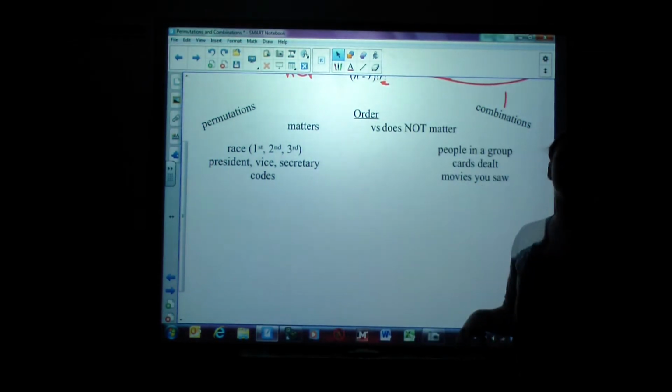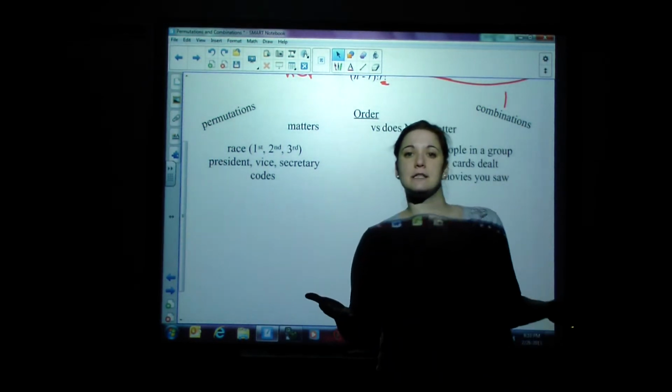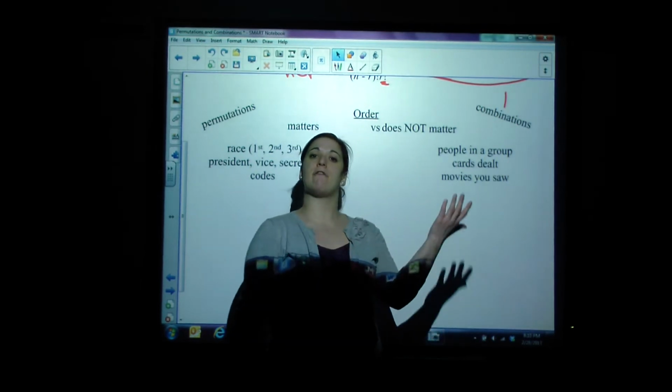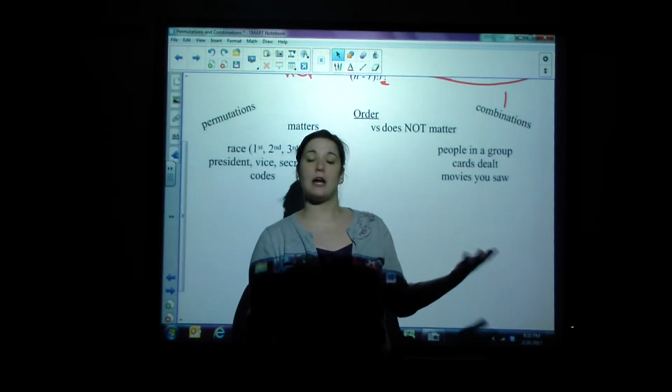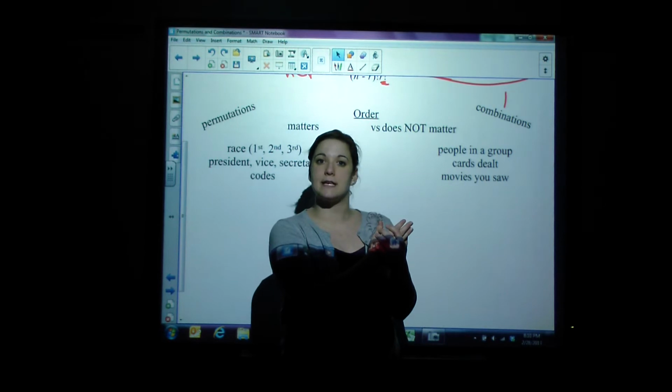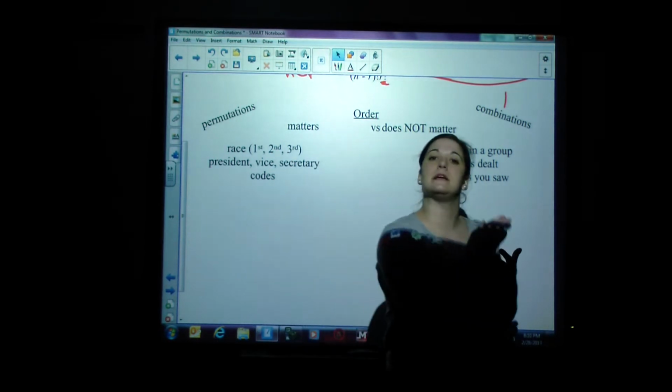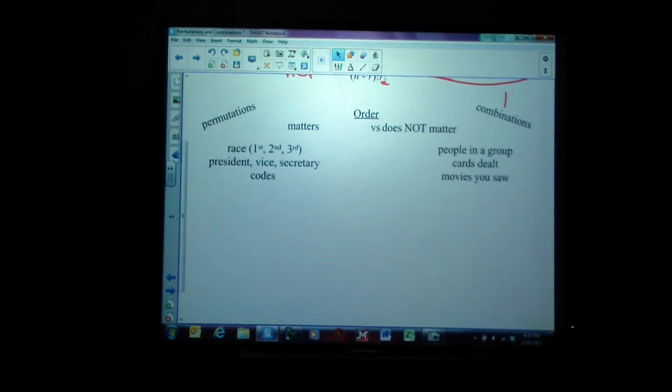Next, cards being dealt. If you're being dealt 5 cards, it doesn't matter what order, it matters if you have 4 aces in your hand. I don't care what order I got them as long as I got those aces. So order doesn't matter when being dealt cards. And lastly, order doesn't matter when you look at what movies you saw.